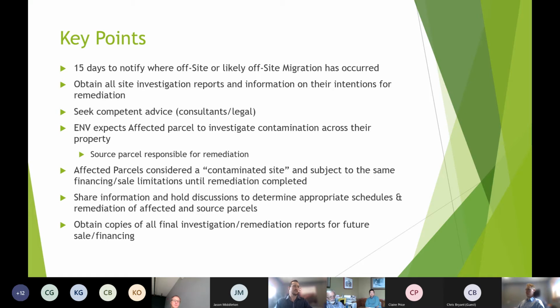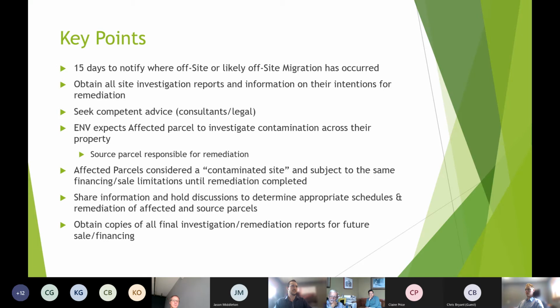It's important to obtain all site investigation reports and information on their intentions and schedule for remediating your site. You don't want this to get lost in the wash and then nothing happens for a period of time. It's also important to seek competent advice because there's a lot of variability in these situations, and the right route is going to depend on the specifics of that situation. So seeking competent advice from consultants and lawyers is important.